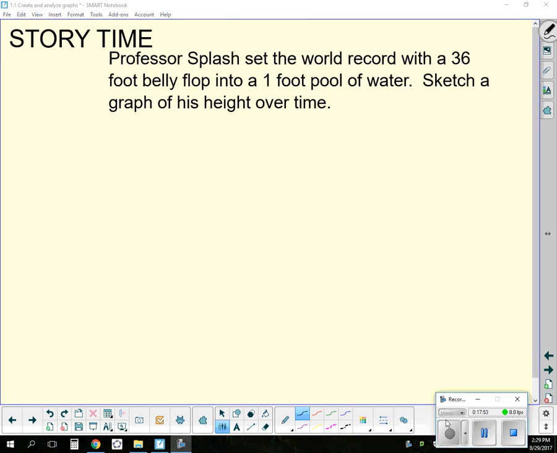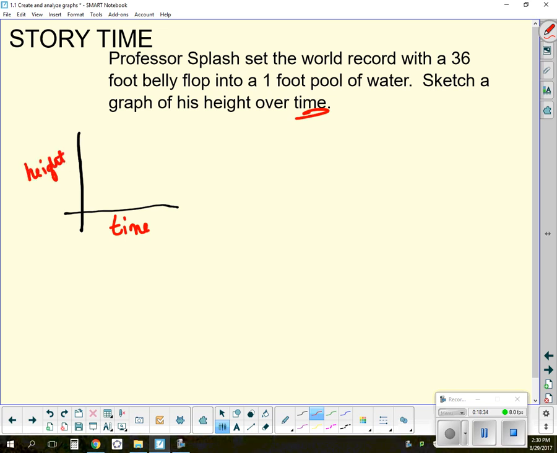Okay, story time. Professor Splash set the world record when he did a 36-foot belly flop into a 1-foot pool of water. And we're going to sketch a graph of his height over time. First of all, you're going to be positive in both height and time. You're not going in any negative, so just quadrant 1 would be all you need. Think about which one is independent, which is going to change, and which one is going to change based on that manipulation. Well, time's the dead giveaway, right? Time is independent, and that means the height is dependent on the time.